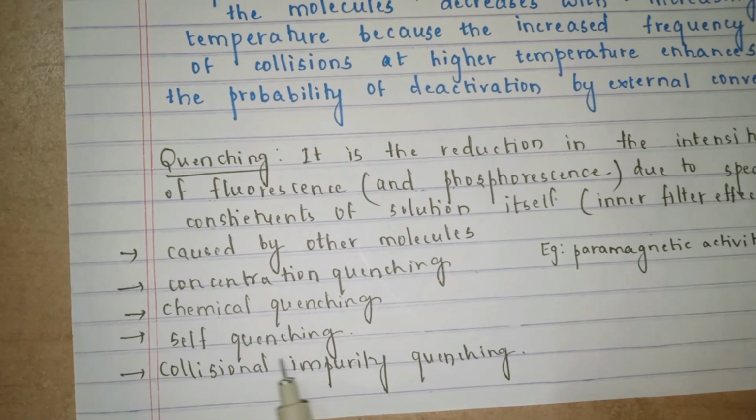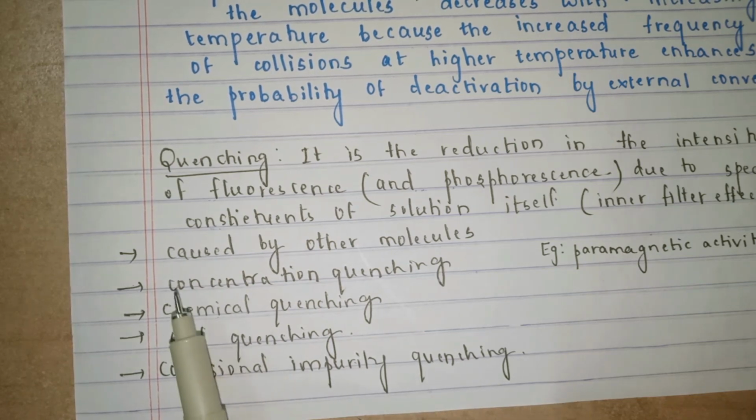There may be a phenomenon called self-quenching. The meaning of self-quenching is the molecules might start colliding with each other and in turn they may lose energy, and this might lead to radiationless transitions. Lastly, there may be collisional impurity quenching. That means whatever molecules might be giving some emission radiation, they might collide with the impurities and in turn this energy may be transferred to the impurity and the fluorescing capacity might decrease.